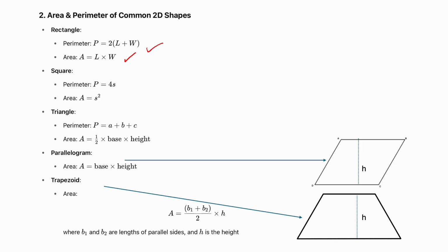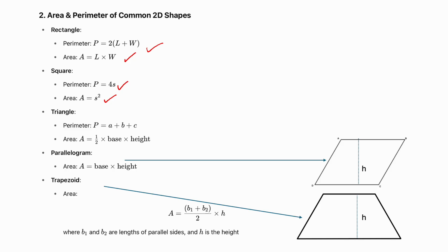Very simple formula. For a square, all sides are equal, which makes both of these formulas even nicer and simpler. Because length and width are both equal to s, the perimeter will be 4 times s and the area will be s squared. These are very simple formulas.